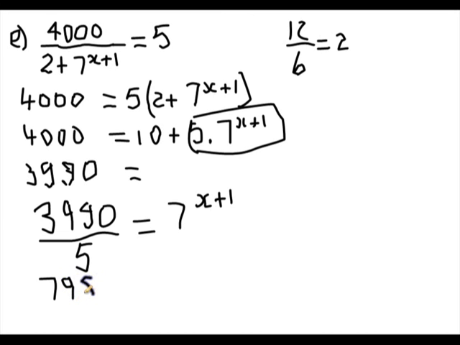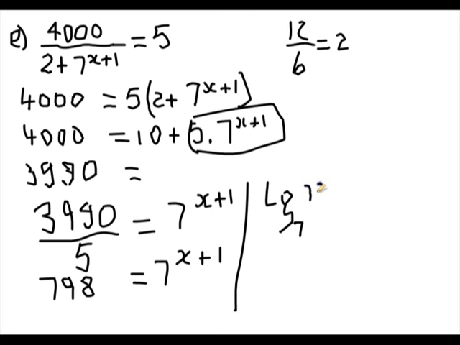So 798 equal 7 to the power of x plus 1. Okay, so I have to compute log of both sides. So I will have log base 7. Why should I say base 7? Since the base is 7, that's why I compute log base 7 of both sides. Log base 7 of 798 equal log base 7 of 7 to the power of x plus 1.